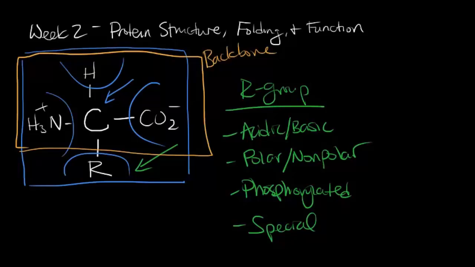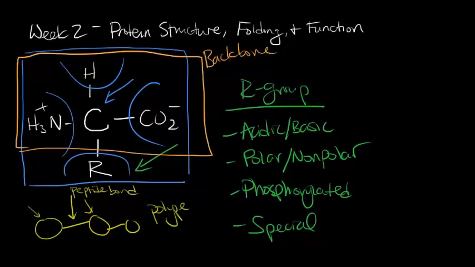Now, a quick review on amino acids. When one amino acid is linked to another, here's my first amino acid, here's the second, the bond between them is called a peptide bond. And when we get a bunch of them, we call them a polypeptide chain, because it's a chain of many peptide bonds.